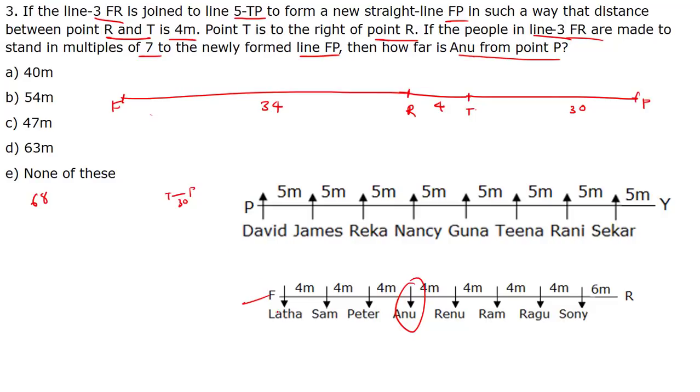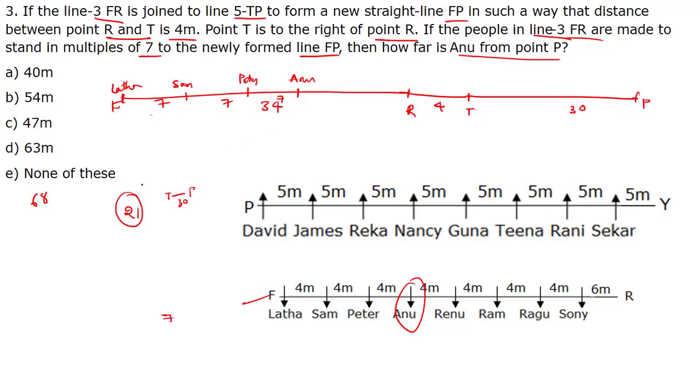So if the people who are standing in F and R are made to stand at a distance of 7 meters from point F, then we need to find out the distance between Anu and P. See here, this is 7, this is 7 and this is 7. Here it is Lata, the second person would be Sam, the third person would be Peter, and the fourth person would be Anu. So the distance between F and Anu would be 7 plus 7 plus 7, that is 21 meters.